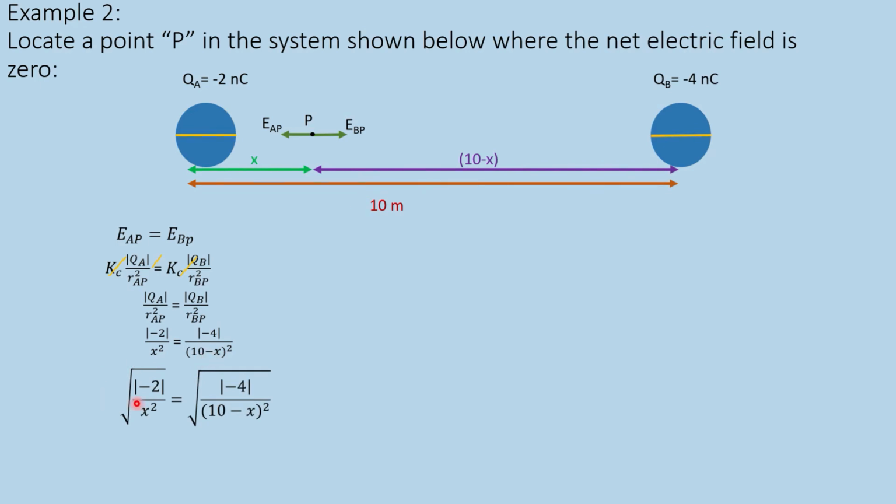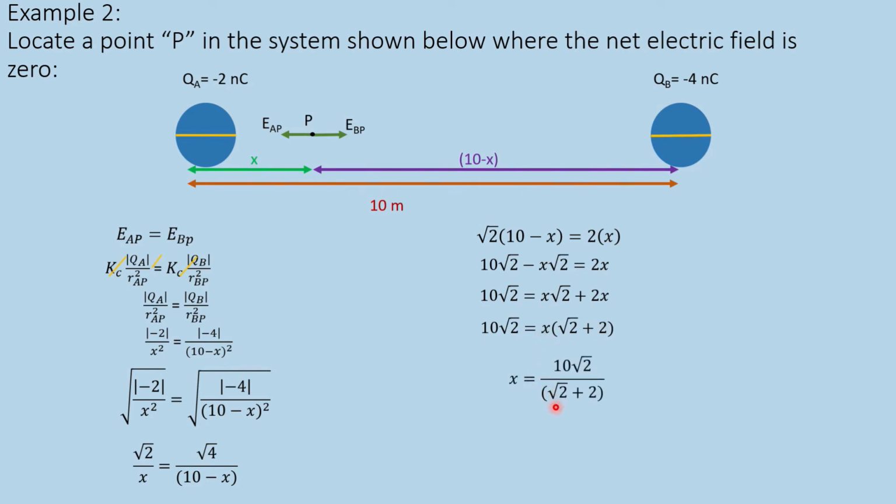Now square root both sides. So radical 2 over x equals radical 4 over 10 minus x. Cross multiply, square root of 2 into 10 minus x. Radical 4 gives out 2 times x, so 2x. Rearrange the formula to keep the factors with x on one side, so move minus x radical 2 to the other side, it becomes positive x radical 2. Take x as a common factor and find the answer for x in meters. And again, point P is at a distance of x to the right of QA.